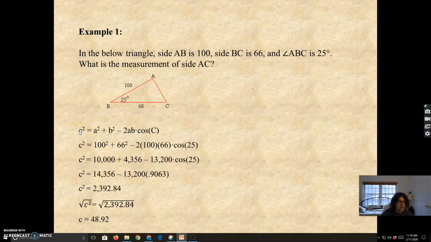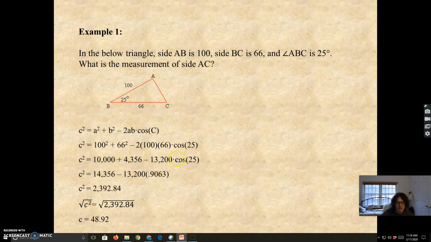So according to our equation, c squared is equal to a squared plus b squared minus 2ab times cosine of capital C. It doesn't matter what lowercase a and b are as long as you are consistent with it. In this case, we said lowercase a is 100, lowercase b is 66. We plugged into our equation, and capital C is going to be the angle, which is 25 degrees.